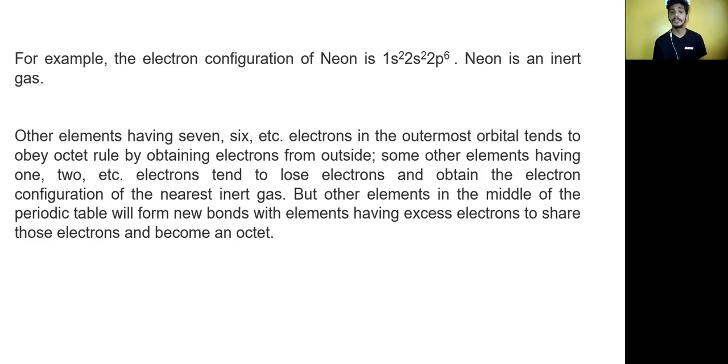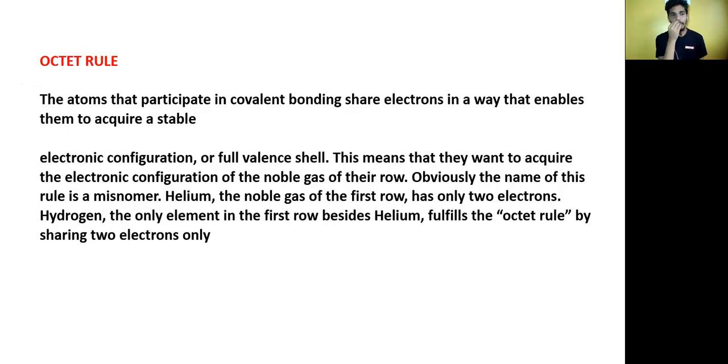Other elements in the middle of the periodic table will form new bonds with elements having excess electrons, to share those electrons and become an octet. Now, exactly what is the octet rule? This is very, very important. Atoms that participate in bonding share electrons in a way that enables them to acquire stability. Whatever is going on, it is for stability. Losing or gaining electrons is to get a stable electronic configuration.